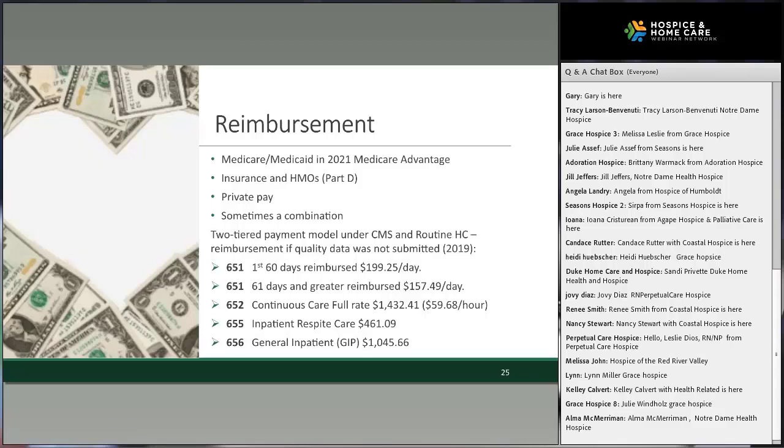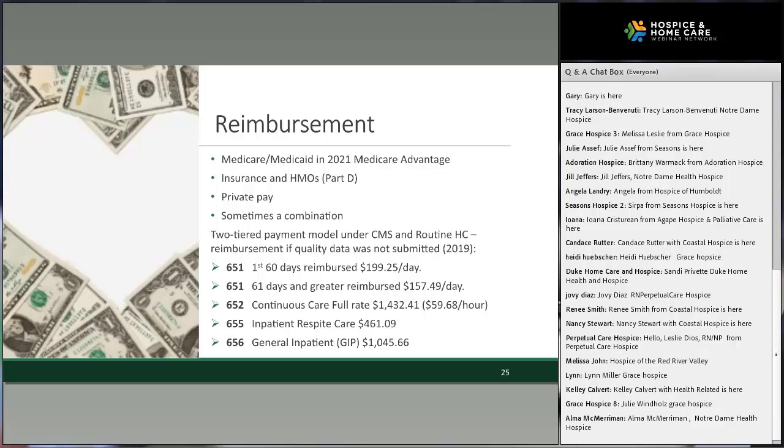So how do we pay for hospice? Hospice is paid for in a variety of ways. The majority of hospice is paid for with Medicare. There are Medicare interpretive guidelines and there are Medicaid interpretive guidelines for hospice. Insurance and HMOs, generally you're looking at Part D that will cover it. There are private pay. Sometimes there's a combination of things that help pay for this.